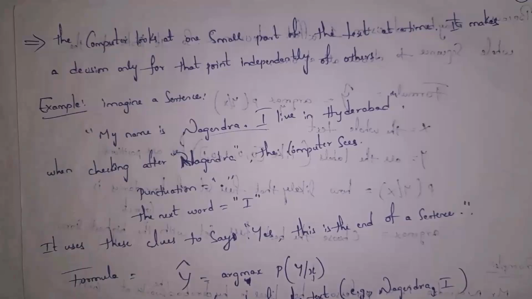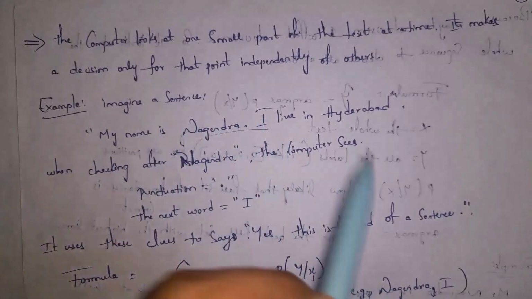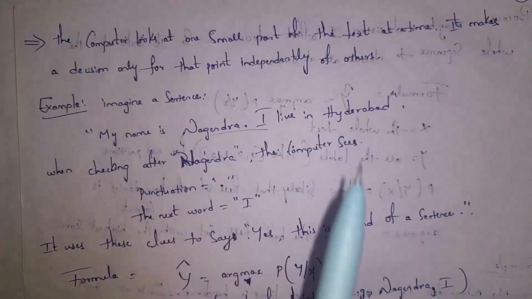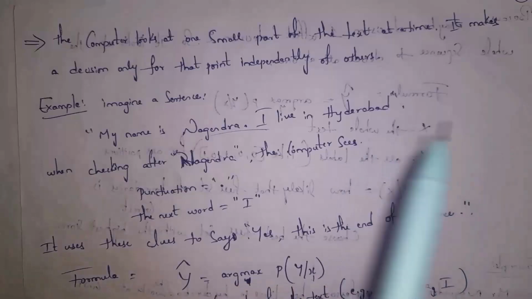And after this model reads Nagendra, it is considered as end of the sentence. So your label is 1. So for the particular word Nagendra, there must be full stop. So label will be 1. And again it will read "I", so label is 0. "Live", label is 0. "In", label is 0. And after Hyderabad, there must be full stop. So after Hyderabad, label is 1.